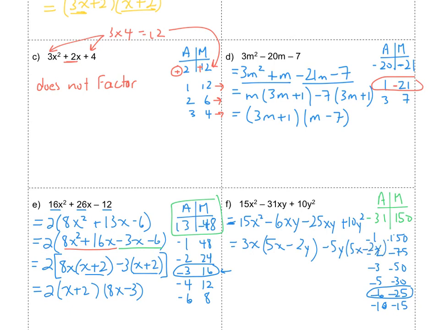That's really unfortunate. I wrote that on top of the other thing there. So 5x minus 2y is in both of those brackets. That's common, leaves you with a 3x minus 5y.